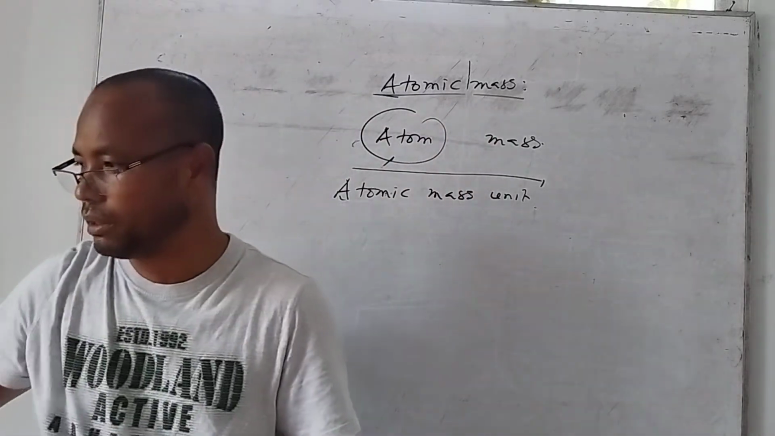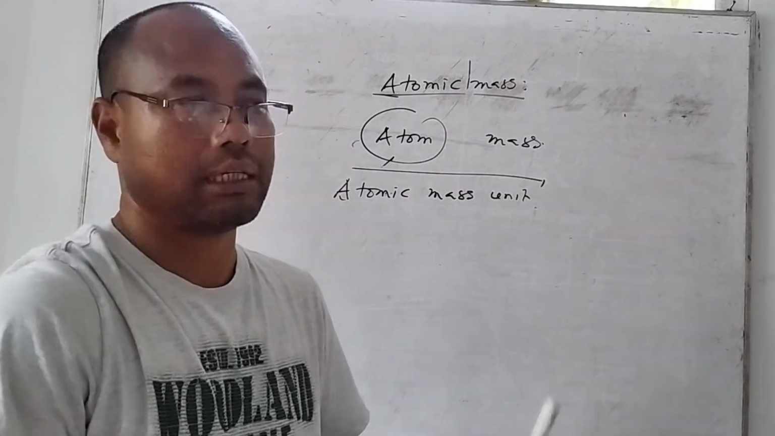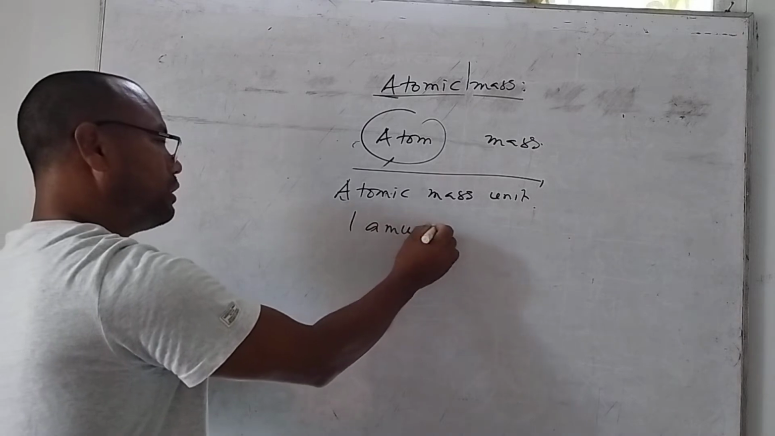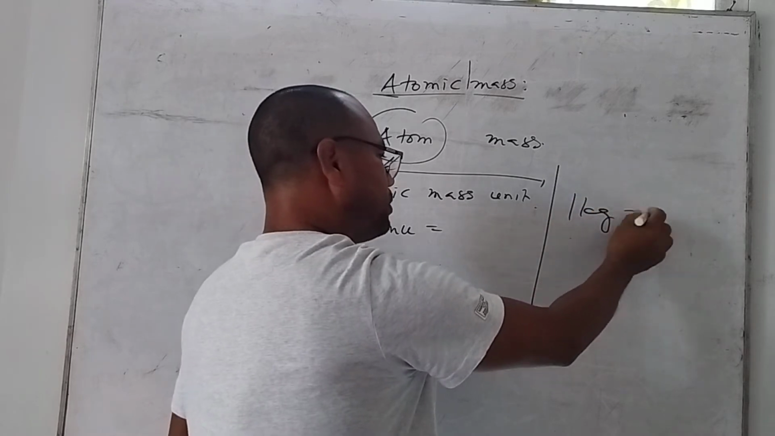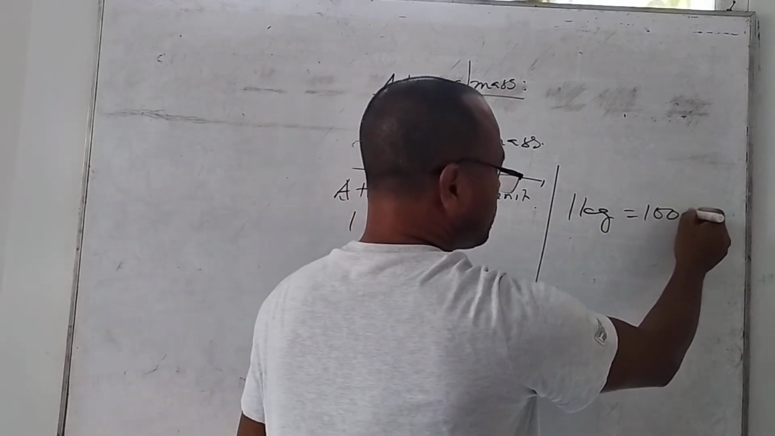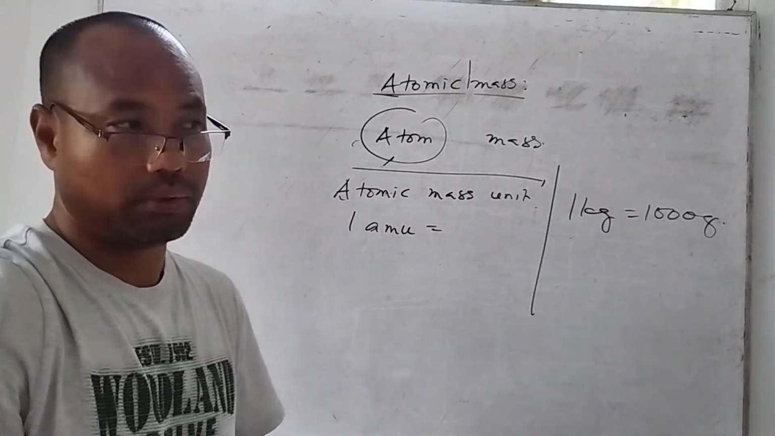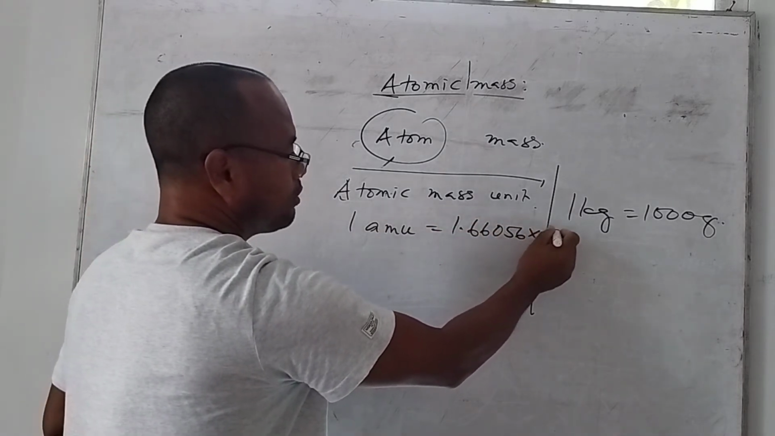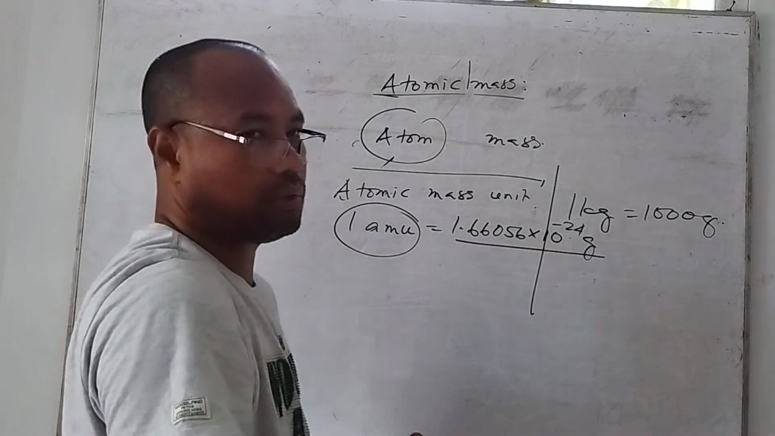Simply put, this is the reference mass used to find the atomic mass of different atoms, right? Now, one atomic mass unit, how many grams is it equivalent to? As we know, 1 kg of stone is how many grams? That is 1000 grams. Similarly, 1 AMU is equivalent to how many grams? I write here 1.66056 into 10 to the power minus 24 gram. This much gram is equivalent to 1 atomic mass unit.